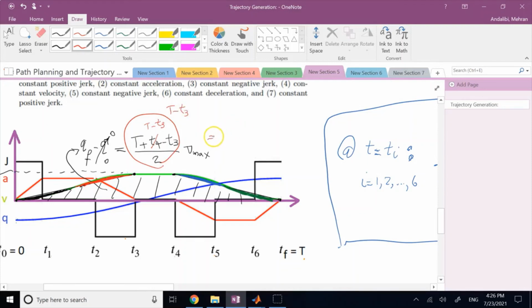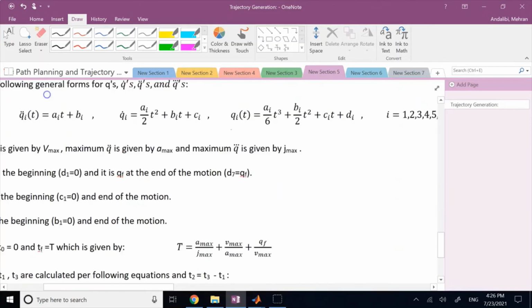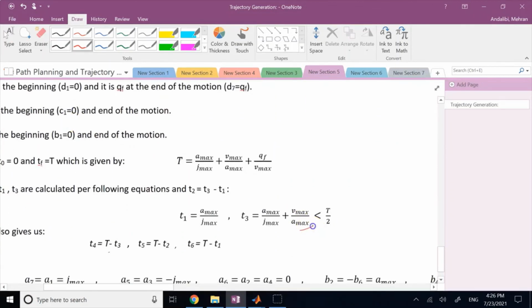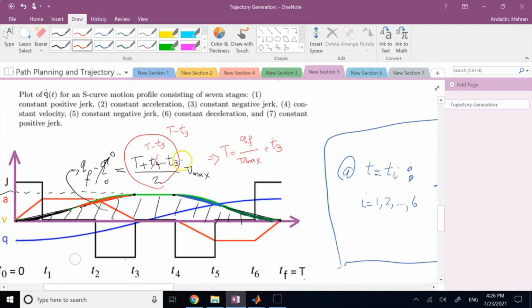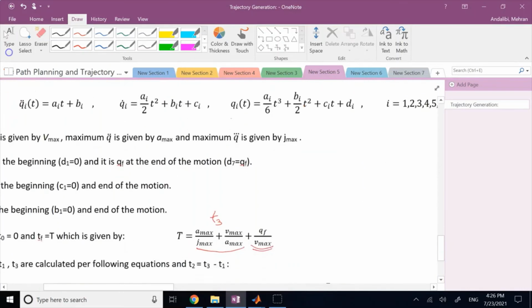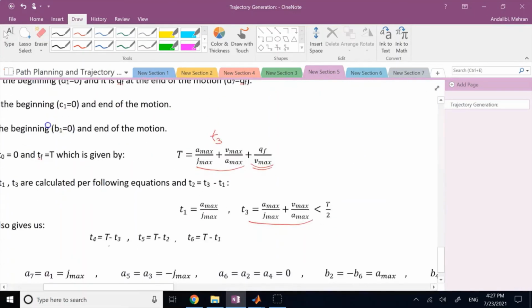Right? And from here, you see your T is going to be Q final over V max, plus T3. And T3, if you replace it from what we had in the past, this is T3, and this is that Q final over V max, which you found here. Correct? So it exactly gives you what you wanted.